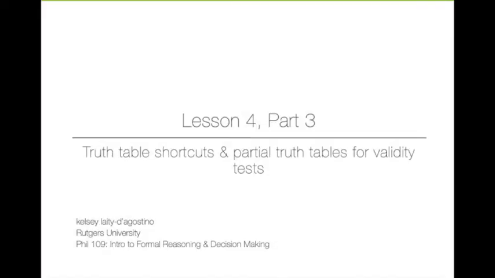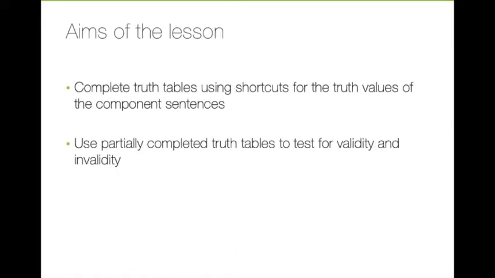Our purpose in this lesson video is simple and straightforward. We're just going to learn some techniques to cut down the work of constructing truth tables. So we have two goals. First, you should be able to complete truth tables using some shortcuts for getting the truth values of the component sentences. And then you should be able to use partially completed truth tables for testing validity and invalidity.